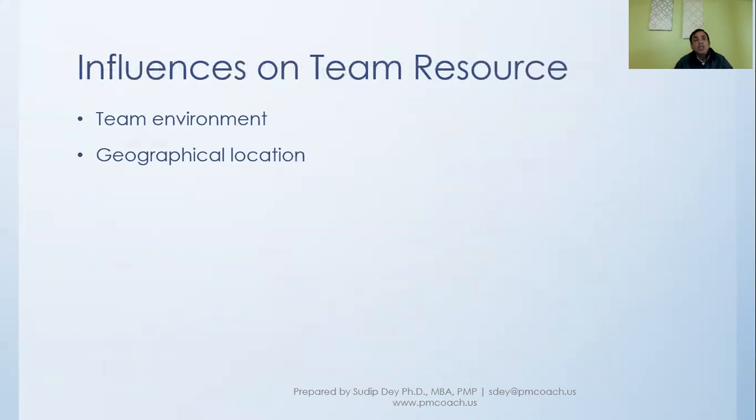Geographic location. Sometimes you will find teams are all spread out, and sometimes they're co-located, and that will also have an impact on what kind of team it is, and how they produce and how they interact and so on. Communication among stakeholders.